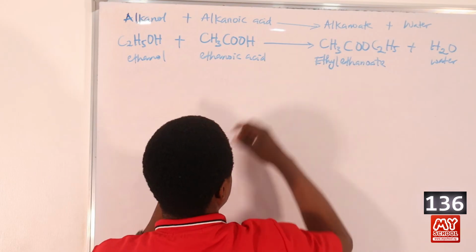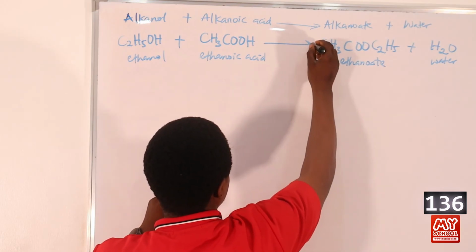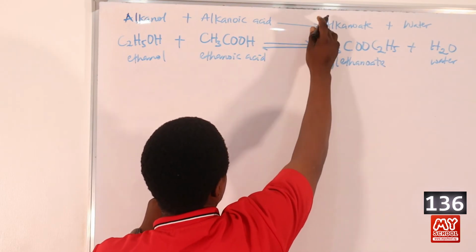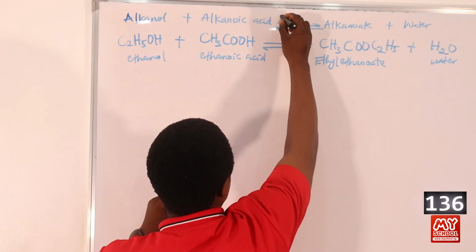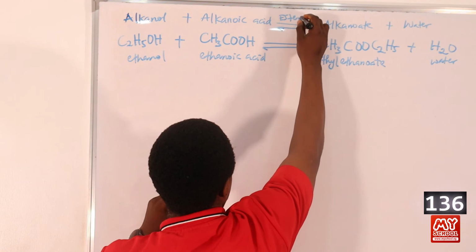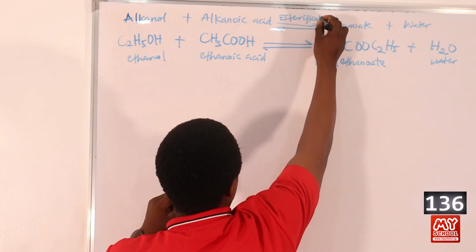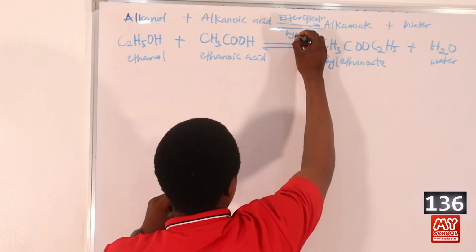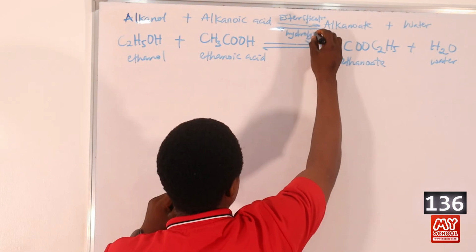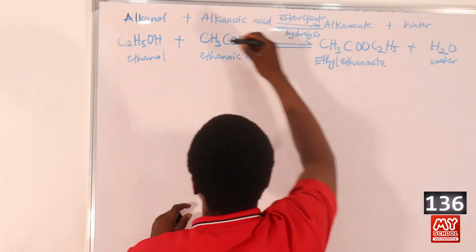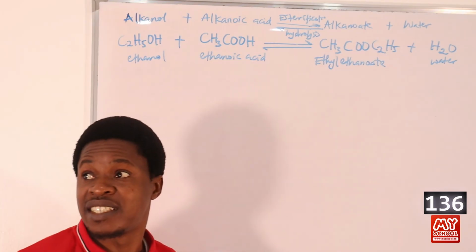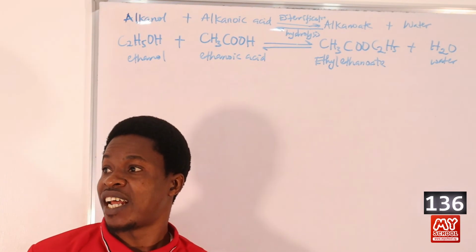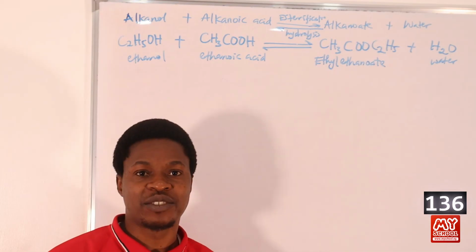Of course, this can be reversible. This is reversible in that the forward reaction is esterification, okay, while the backward reaction is hydrolysis. So in other words, if you react alkanoate with water, you will form alkanol and alkanoic acid. Okay, that is hydrolysis. So the question says that esterification reaction is analogous to oxidation reaction.